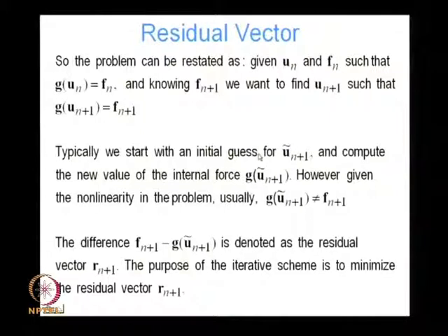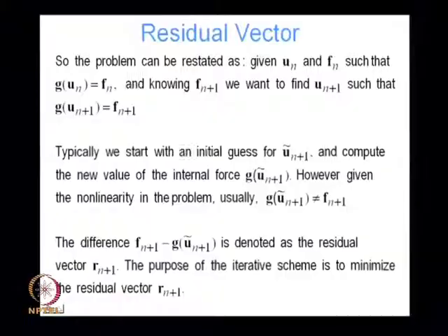So, you start with an initial guess for u tilde n plus 1, and given that initial guess, we compute the internal force again, g of u tilde n plus 1. I compute an initial guess for my updated configuration, put it in my equations which generate the internal force. I do not want to go into the details of those equations. Let us assume that they are known. I have some equations where I put in a certain displacement value, I get back an internal force. Let us treat that as a black box.